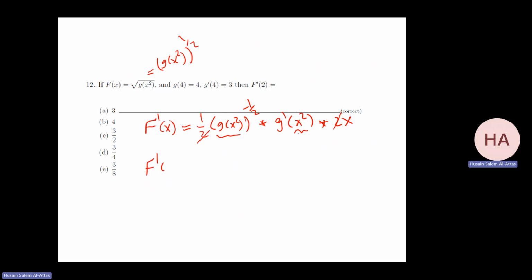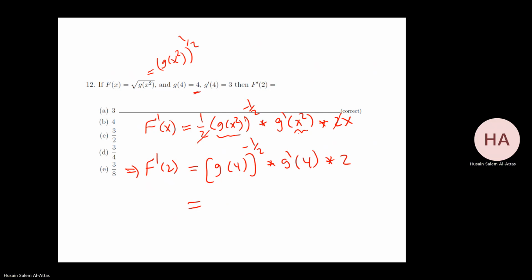So capital F prime at 2 will be what? G at 4 to the power minus half times g prime at 4 times 2. What is g at 4? G at 4 is 4. 4 to the power minus half, that will be 1 over square root of 4, which is 1 over 2. G prime at 4 is 3, times 2. So the answer is 3.